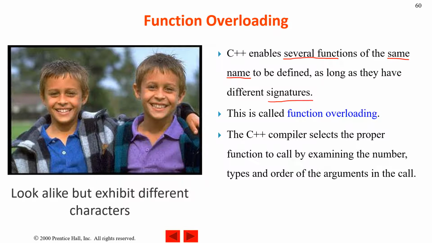The C++ compiler selects the proper function to call by examining the number, types and order of the arguments in the call. So if there are two or three functions with the same name, which one will be called depends on the number, types and order of the arguments. Arguments are the parameters of the function. So it depends on these three things: the number, the types and the order.